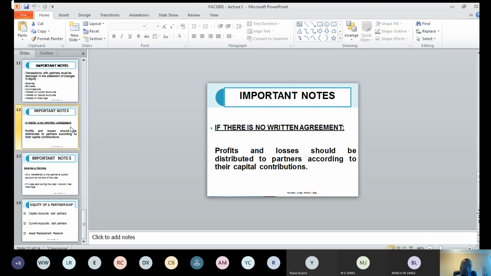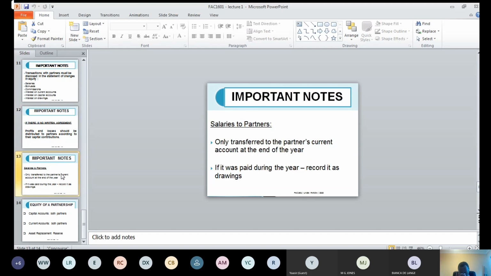The next important note is that if a salary is paid during the course of the year to a partner, we don't call it salary. We don't record it as a salary. If a salary was paid during the course of the year, we record that as drawings. Always remember that. It's always there in your question paper.